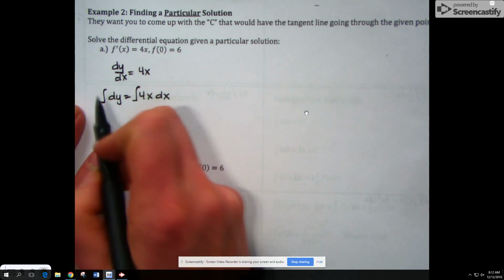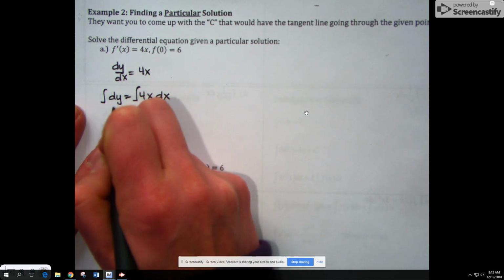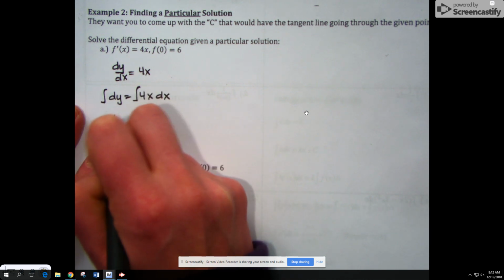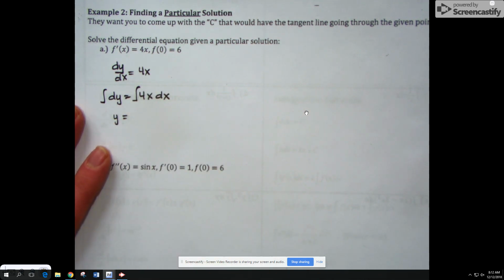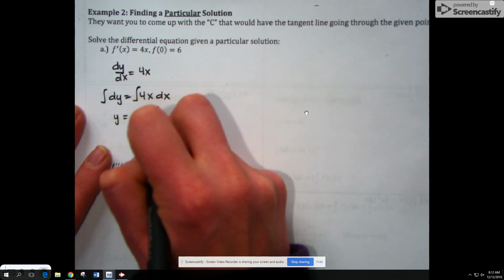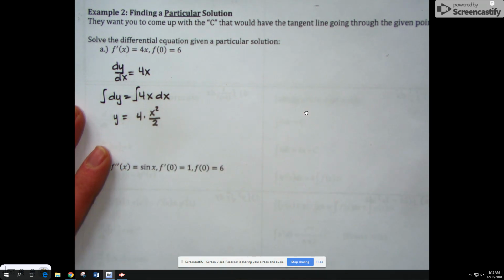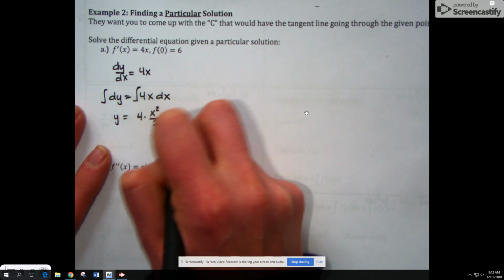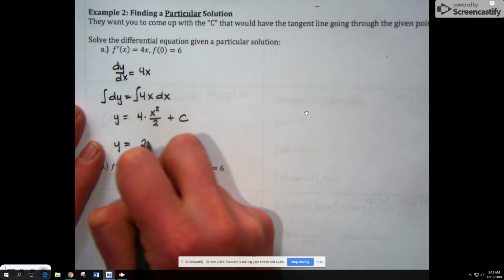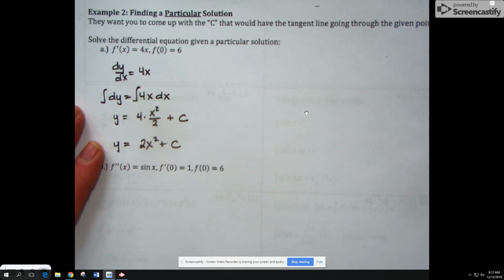So just like yesterday, really what happens here is we're saying, well, what has an integral or a derivative equal to 1 dy? That would just be y. And on the right-hand side, I will have 4, and using the power rule, x squared over 2, and plus c. So as you see, nothing at all has changed since what we talked about yesterday.